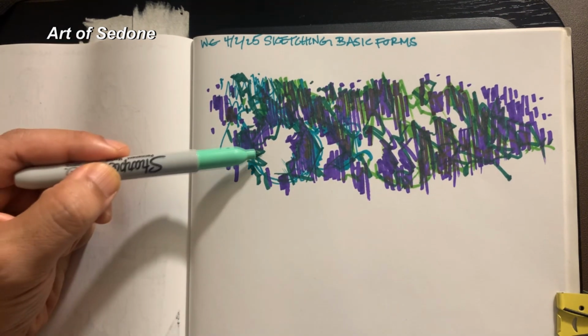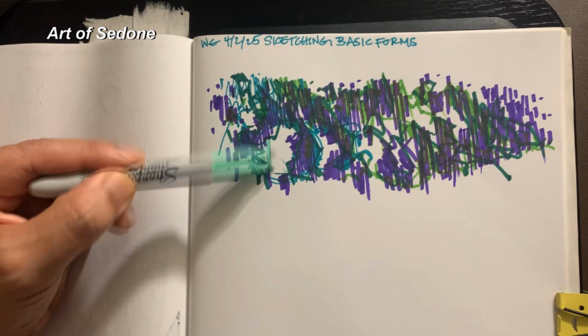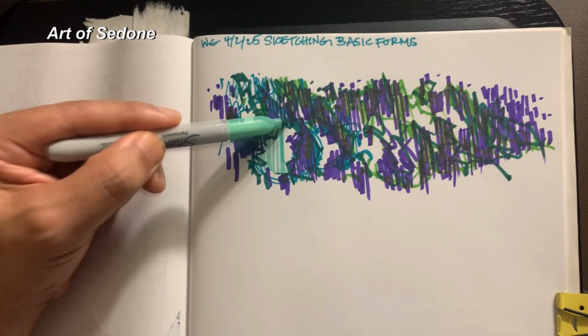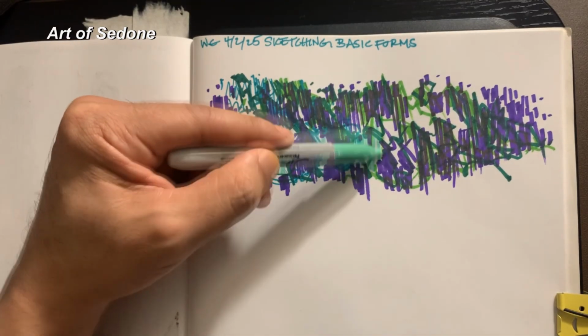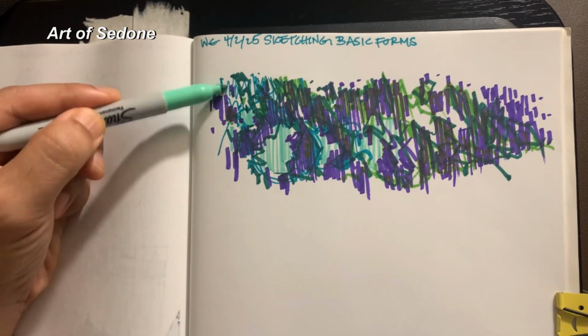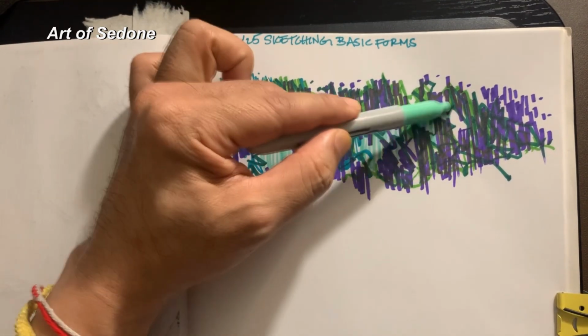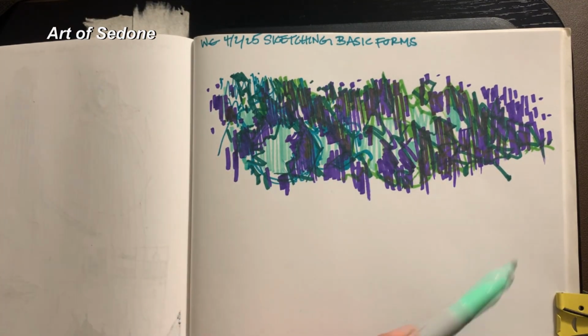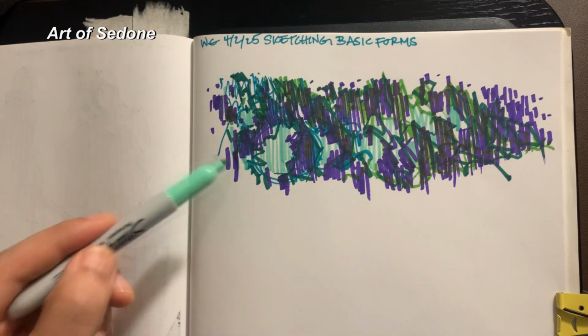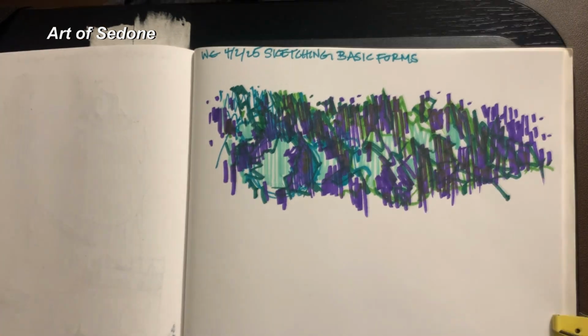So I'm going to go ahead and just lay down some color or tone, and start to make it look like something, and you'll notice it starts to look like some trees, basically. I guess that's what I was going for.